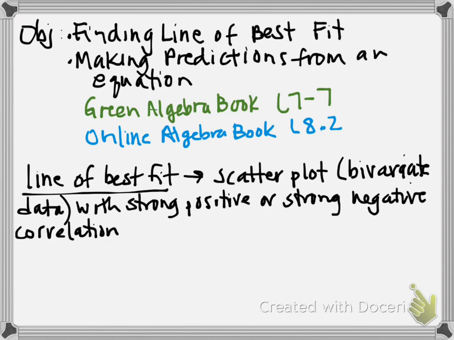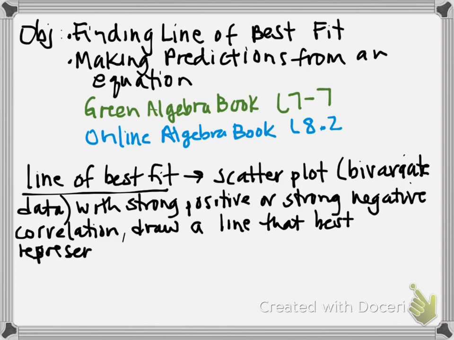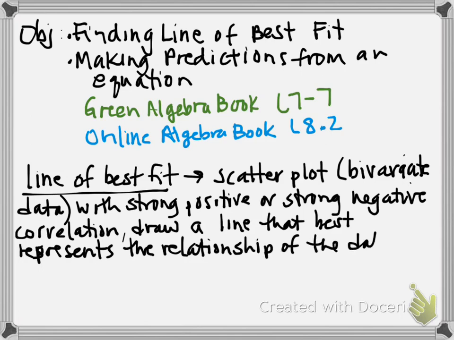Okay? So line of best fit, a scatter plot which has the bivariate data with a strong positive or strong negative correlation. You're going to draw a line that best represents the relationship of the data.